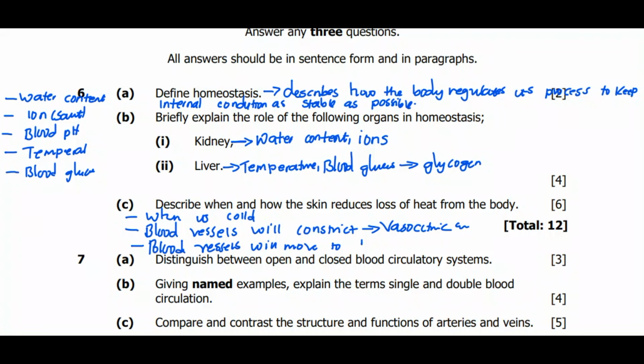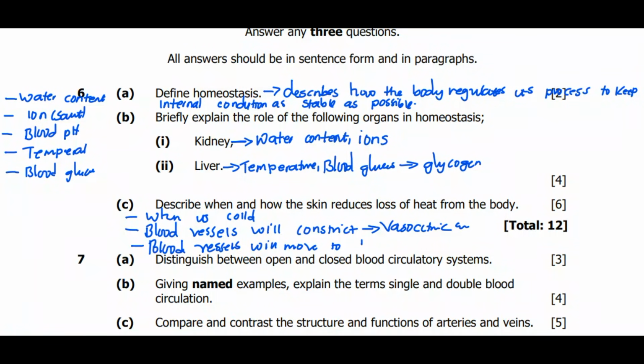So they will constrict by vasoconstriction. Then apart from that, that will move to a deeper point. So here we can now say, if the temperature falls, I take that back.